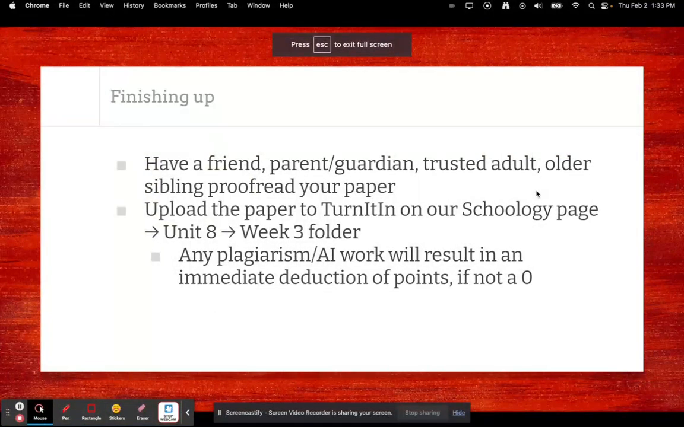All right, so when you're finishing up your essay, have a friend, a parent or guardian, a trusted adult, older sibling, whatever, proofread your paper, okay? Just have another set of eyes on it. Trust me, it really helps. Make sure you upload the paper to turn it in on our Schoology page under the Unit 8, Week 3 folder. Any plagiarism or AI work will result in an immediate deduction of points, if not a 0. Yeah, zeros are things I give.